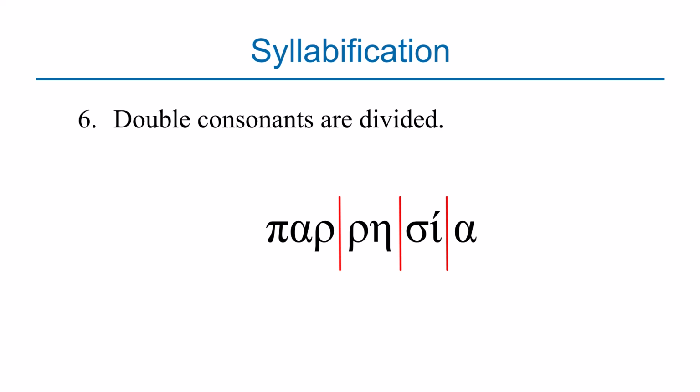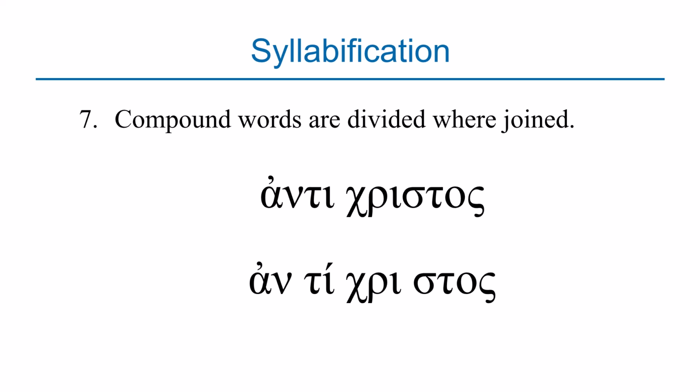And so how do you read this word? This word is read as paresia. Paresia. If you learn how to syllabify a word, you are learning how to pronounce the word. So it's very important to know how to syllabify a Greek word. Let's look at the last rule, rule number 7. Rule number 7 says compound words are divided where they are joined. Compound words are divided where they are joined.